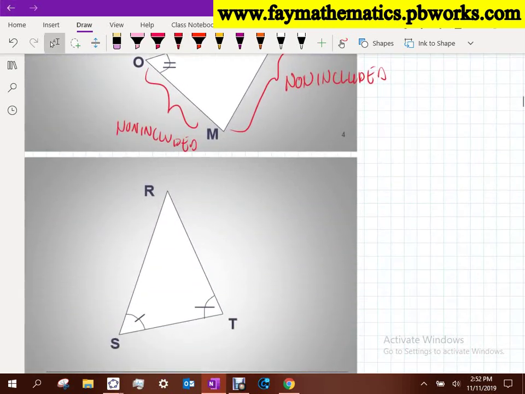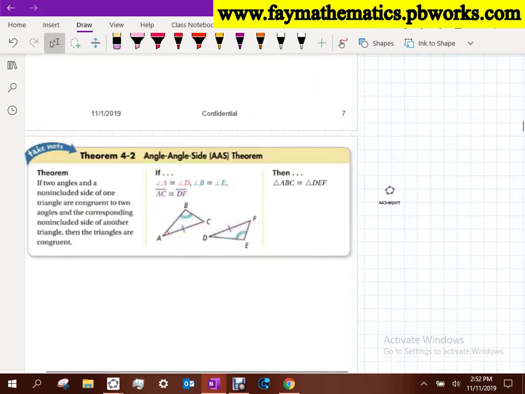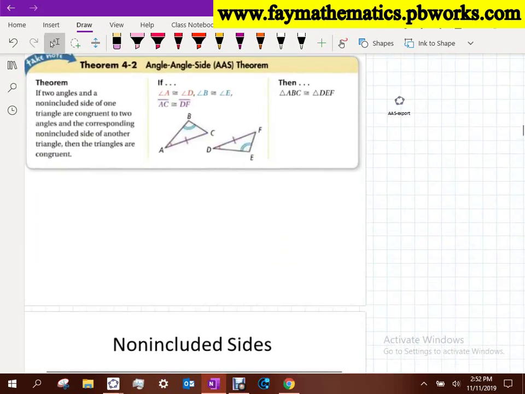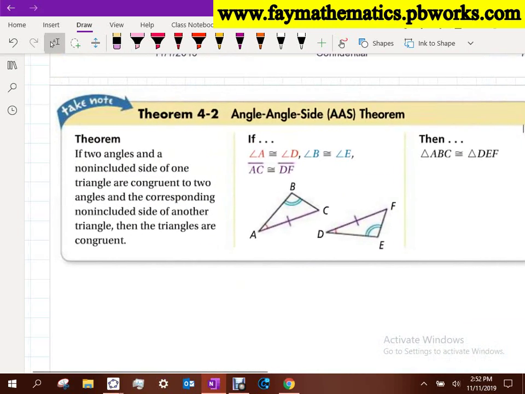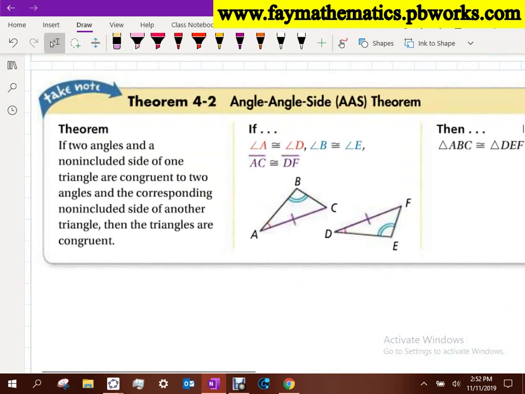Why is that important? Non-included sides, because we get down to this theorem here. And this is a theorem. This is actually something we could prove, and we might maybe tomorrow. The other ones so far, side, angle, side, angle, they have been postulates. They are things that we take for granted. We can show diagrams and pictures like we have. But this is a theorem. This can be proven. Okay?